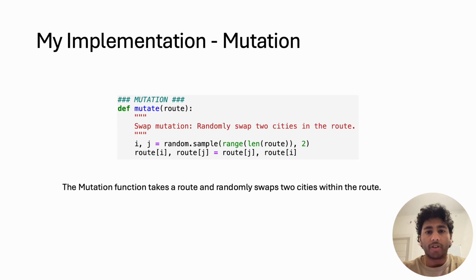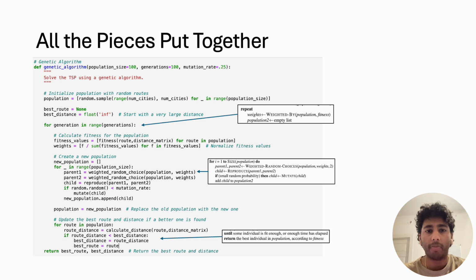The mutation function will randomly pick 2 cities in a route and flip them. This introduces randomness for getting out of the local optima. This is the function all put together.